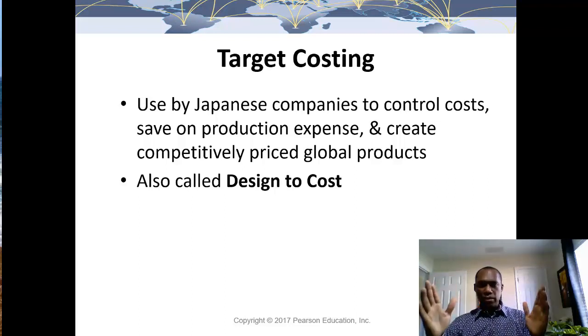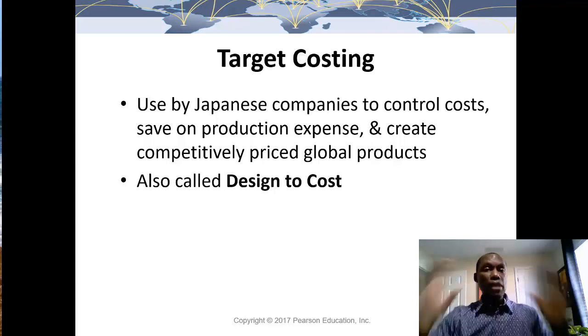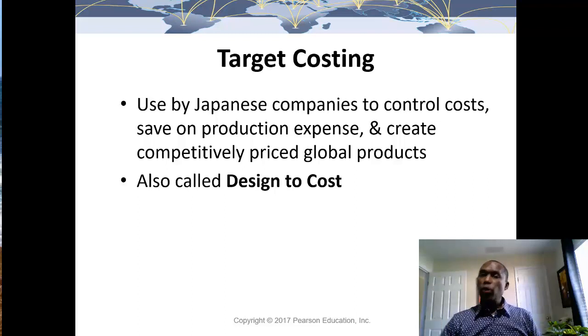So you set the price. This is how much it makes. This is how much it costs to make this product. And we're going to make the best one that we can within this price range. And so that is target costing. It is certainly a lot more efficient because you don't go over budget.